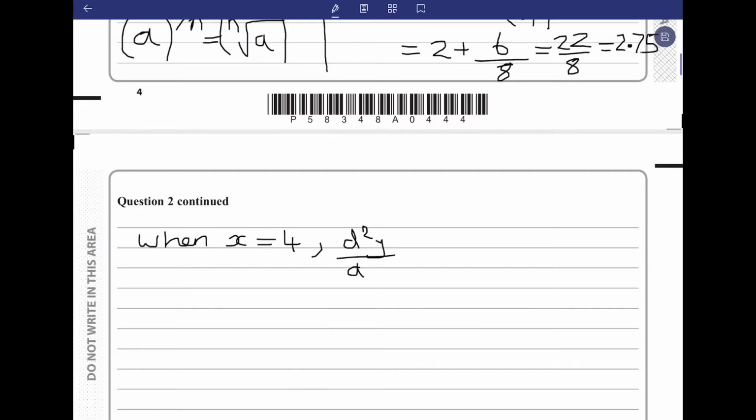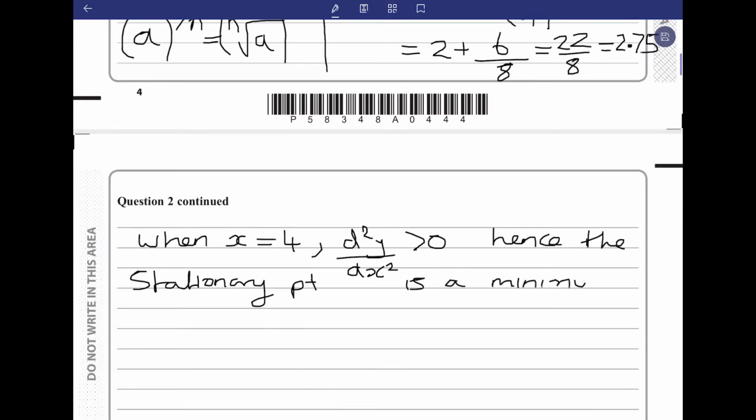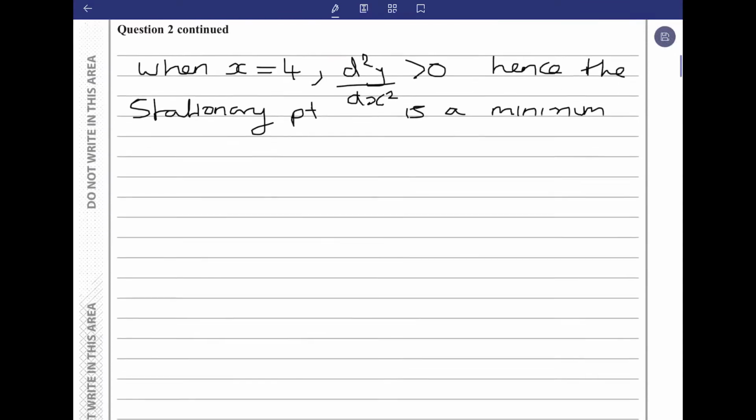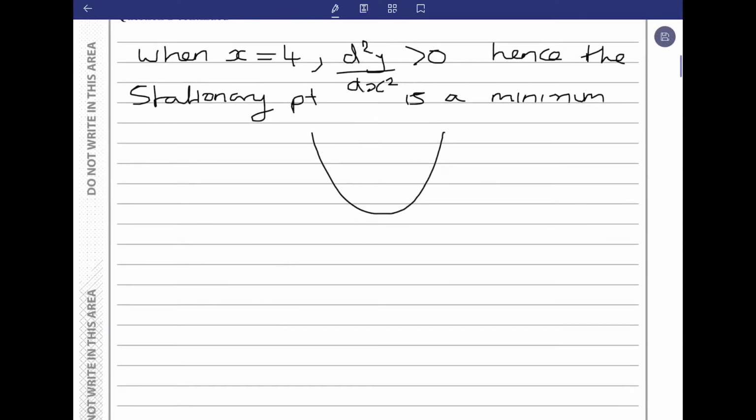The main observation here is that this is greater than 0, so let's write: when x equals 4, d squared y by dx squared is greater than 0, hence the stationary point is a minimum. We can see why this makes sense, because we have our curve here, we have our stationary point, then the gradient is increasing. So that means it's a minimum. If it was the other way, and the gradient was decreasing after the point, then we'd have a maximum. So that's the answer for that question.